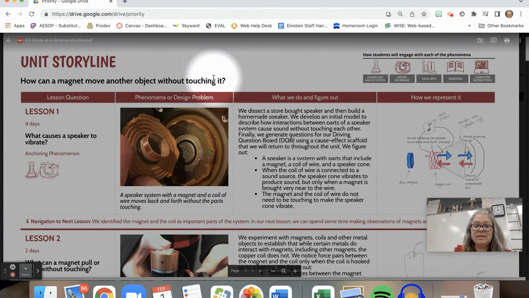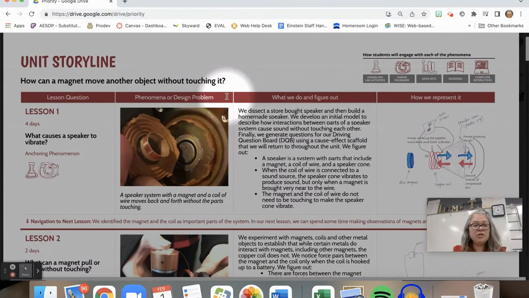All of the lessons in this unit are designed to help students come to an understanding of how to answer this question. And the unit storyline goes over all of those lessons kind of from a 30,000-foot view so that teachers can access the entire unit at a glance. So to begin, the storyline is divided by lessons in a 4-column chart.